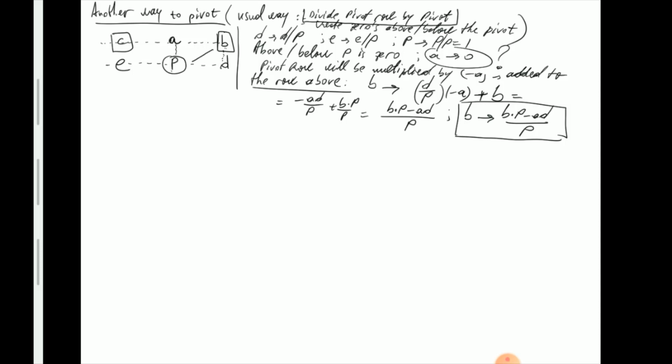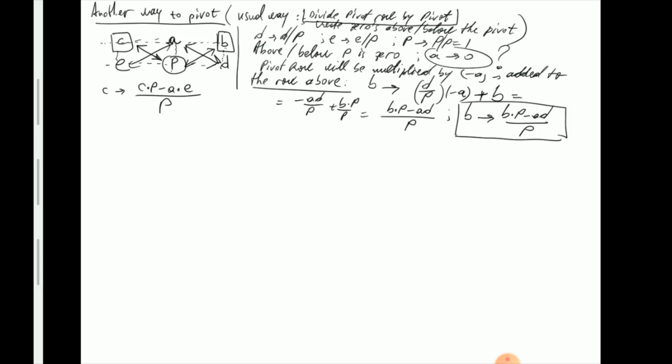So B times P first minus A times D. So you form that rectangle, and that's going to be the new value of B. It may sound a little bit complicated, but if you practice with this a little bit, you might actually like it. And with C, you do the same thing. You always form a rectangle. So the same thing works for any entry to the left of B. You form a rectangle, and then C becomes C times P minus A times E over P.